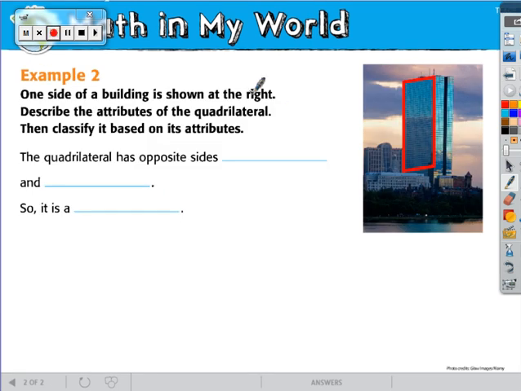All right. Example number 2. If we look at this building over here to the right, we can see that they drew us a shape. Okay? Don't start guessing. We are going to look at its attributes before determining what kind of shape it is. The side of the building is shown at the right. Describe the attributes of the quadrilateral. Then we are going to classify it based on its attributes. So the quadrilateral has opposite sides that are what? What are the opposite sides?